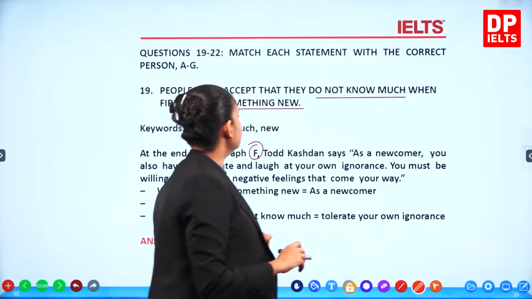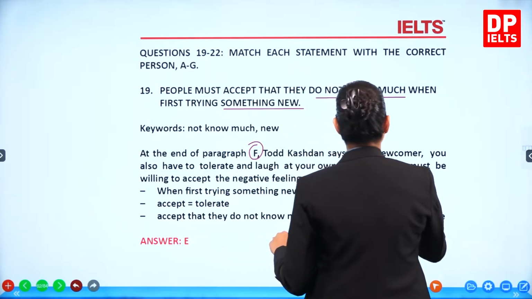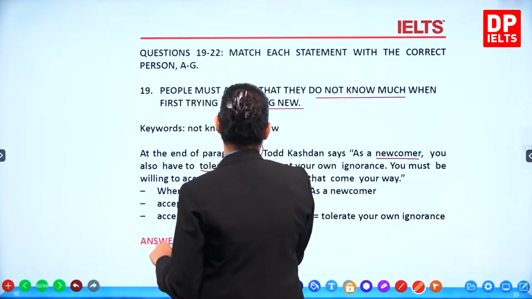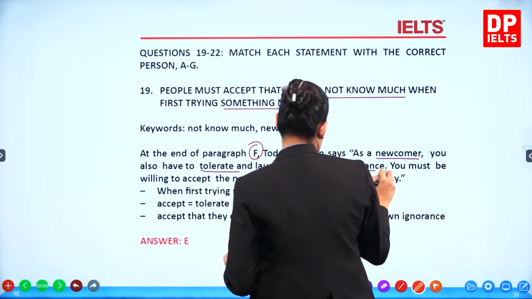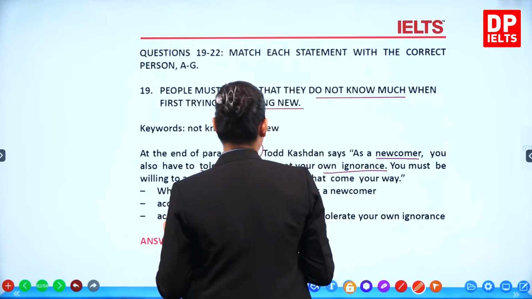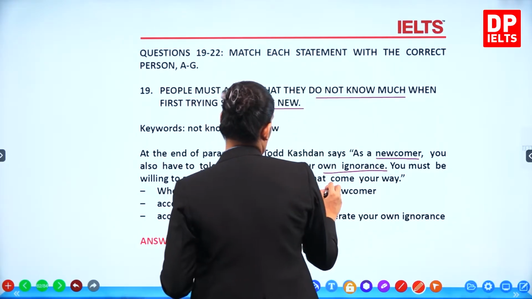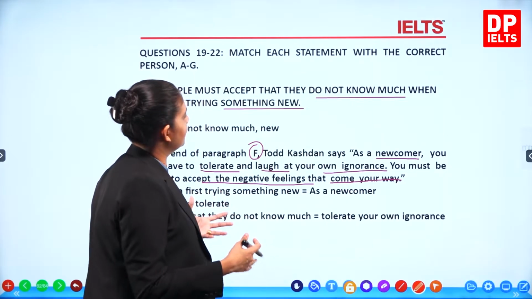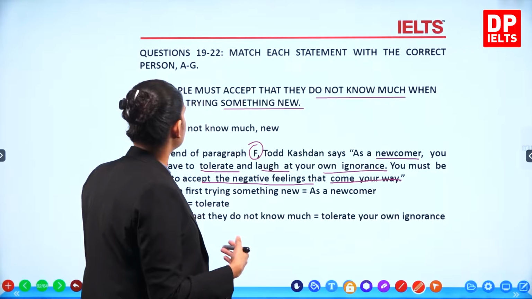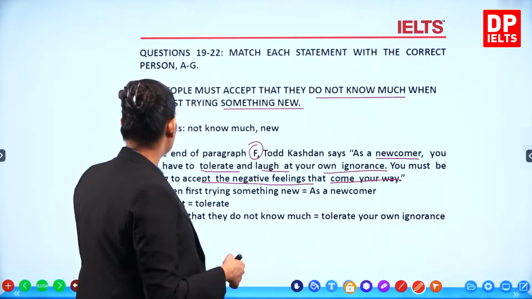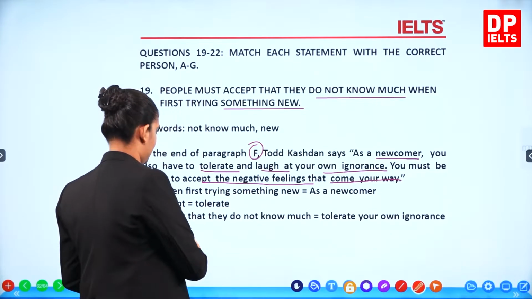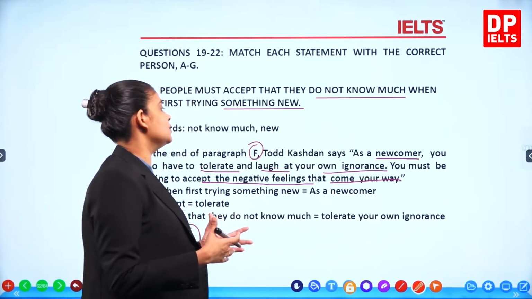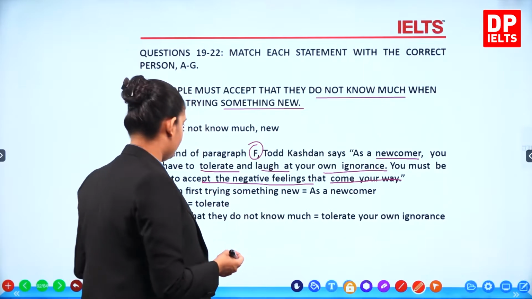Todd Kashdan says, as a newcomer, you will have to tolerate and laugh at your own ignorance. You must be willing to accept the negative feelings that come your way, right? So people must accept that they do not know much when they first try something new, right? So here the answer is E. So you must be able to accept and tolerate your own ignorance here, right?